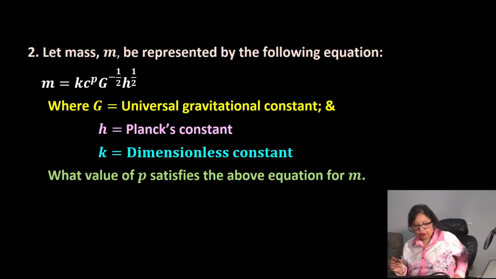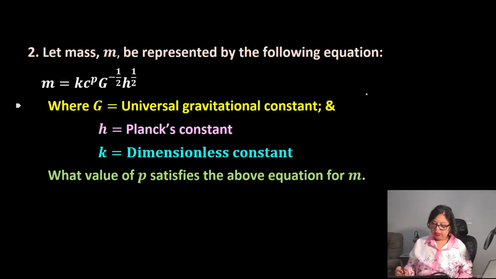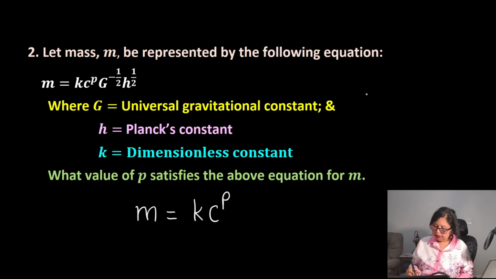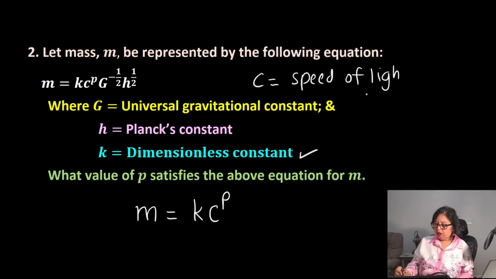Problem number 2. Let mass m be represented by the following equation. I'm going to rewrite the equation: K times c to the power p. K is a dimensionless constant. c is the speed of light. The problem statement doesn't say, but anytime you see lowercase c in physics, it stands for the speed of light.